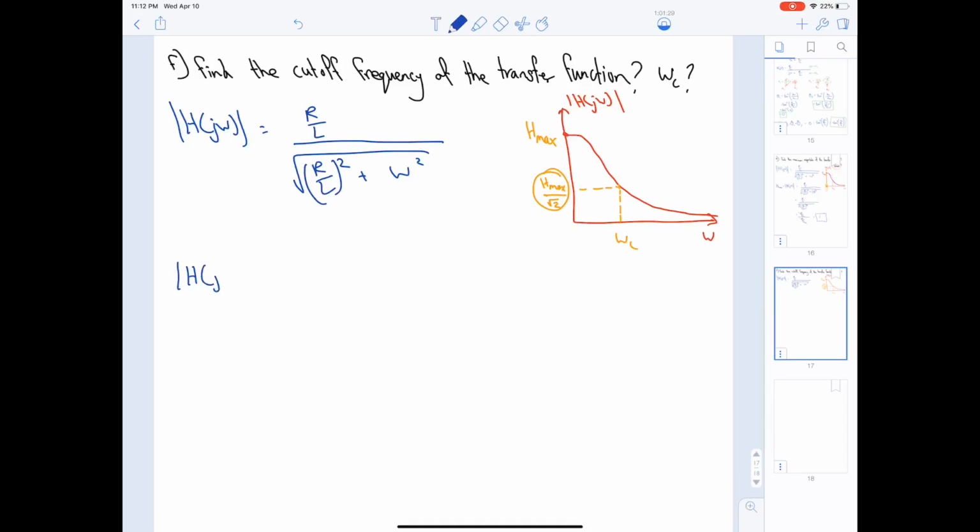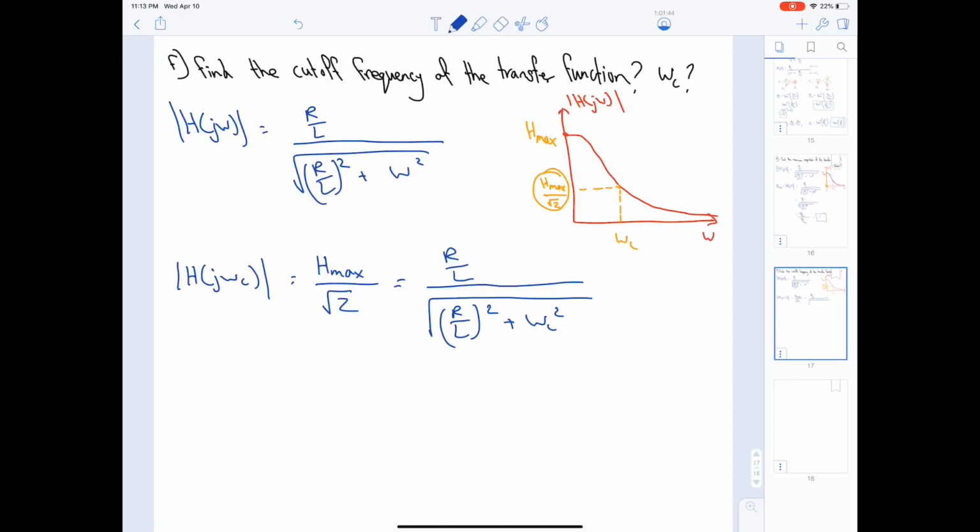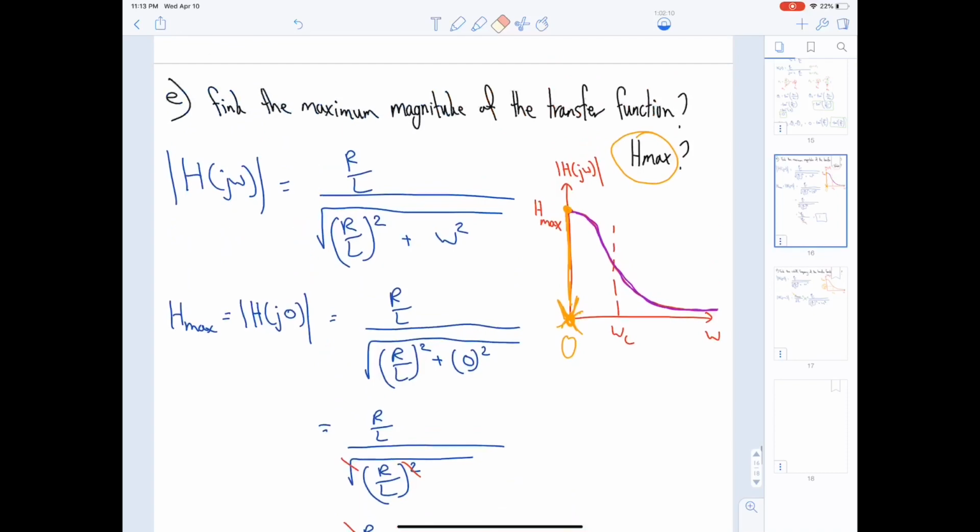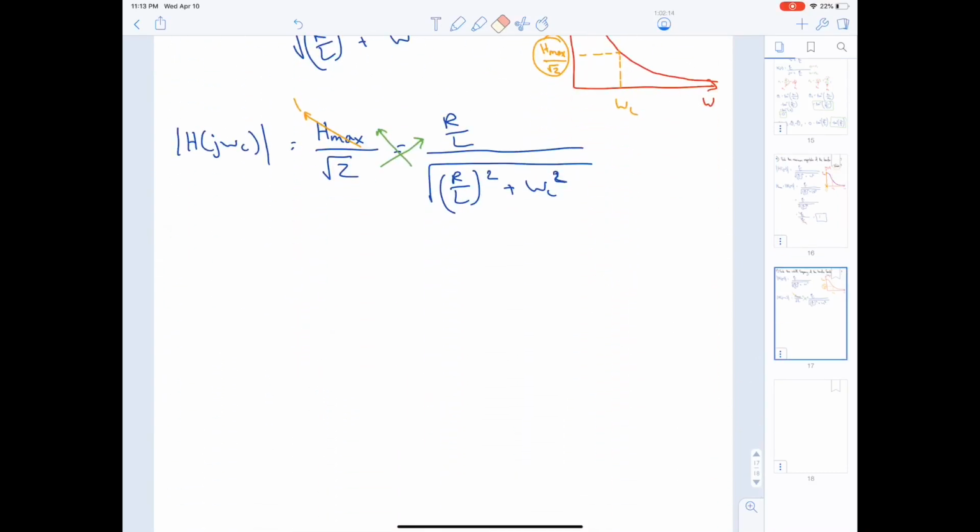Great. So here I am evaluating the expression at omega c, which will be equivalent to h max divided by root 2 equal to R over L divided by the square root of R over L squared plus omega c squared. Now, we already found out that h max is 1. What are we going to do next? We will cross multiply. Whenever you reach this step, cross multiply. Before I proceed, let's say the question said find the cutoff frequency, and it did not say, like in the previous part, find the maximum magnitude. Can I substitute in 1 directly? Yes, we can. At the end of the day, you're not going to figure out everything again.